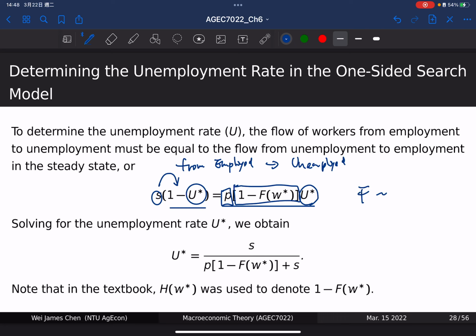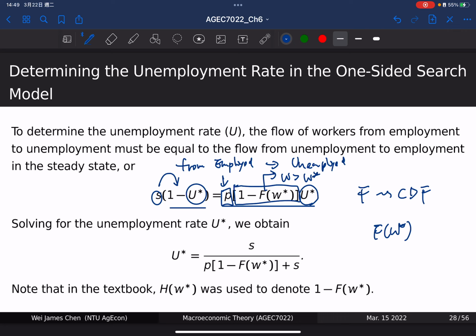The F, remember, is the CDF, cumulative distribution function. So F of W star is the probability that this wage offer is lower or equal to W star, right? But we are considering the probability that it is higher than W star. So we must use 1 minus F of W star. This is the probability that W is greater than W star. This is getting a wage offer at all.